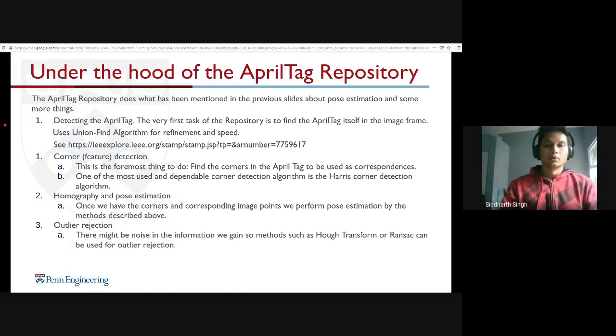All right. So essentially, what we have learned and seen so far is that the April tag does the same things underneath its repository, plus some other things before and after the entire computer vision computation to make it robust.